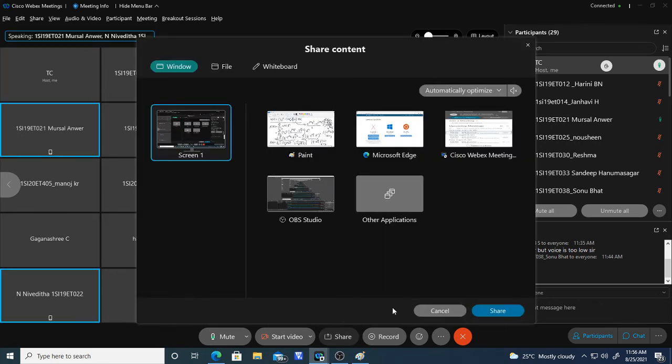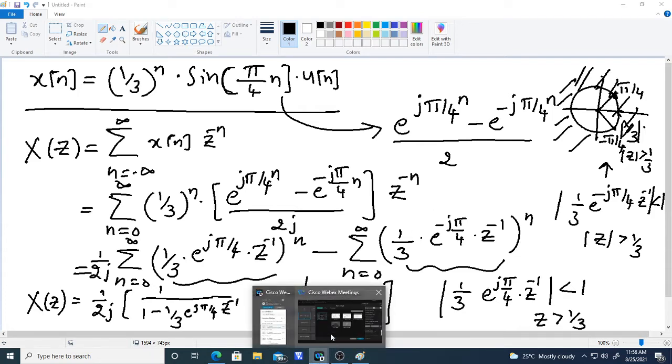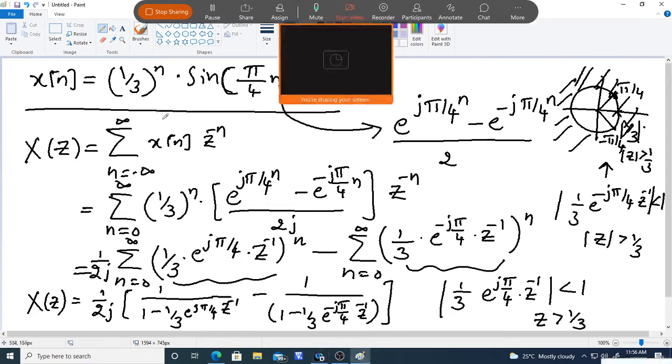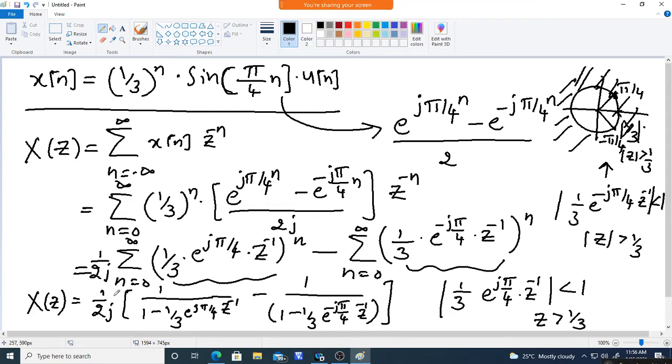Sir, is it 1 by 2j or only 1 by 2? Here, the z transform is 1 by 2j into this thing. Yes, for sine it is 2j. I missed that j. Actually it is 1 by 2j.